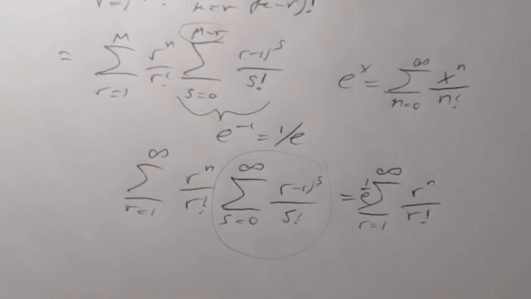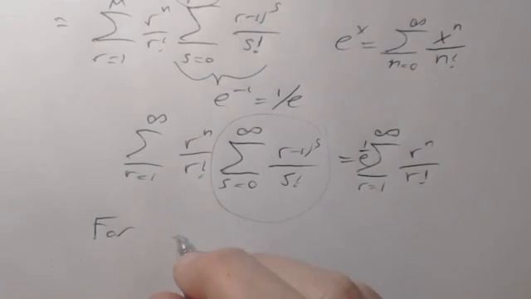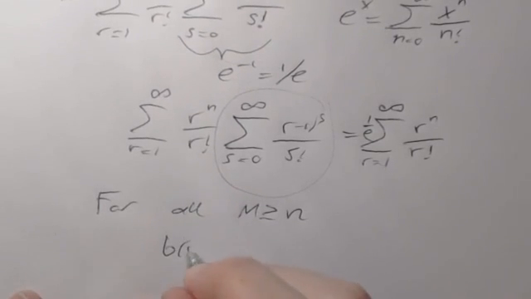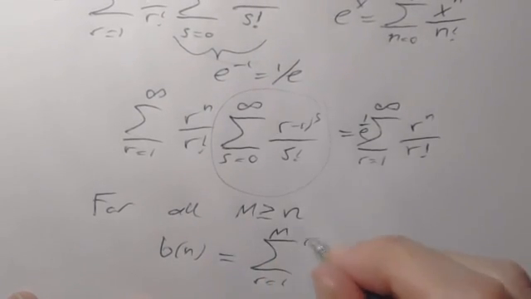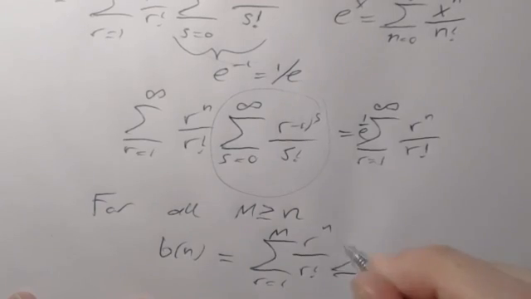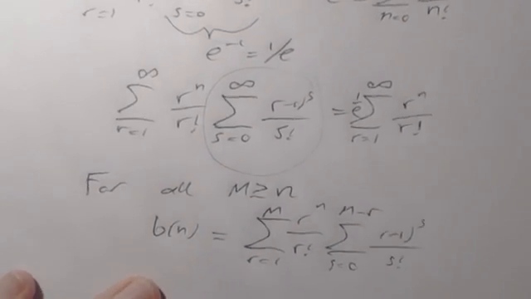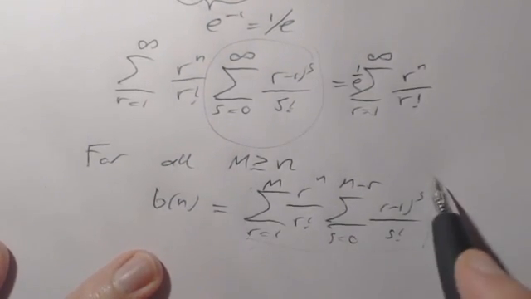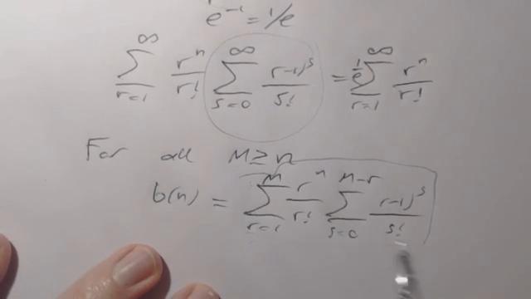So what we haven't proved, so we know that for all m greater than or equal to n, bn is equal to the sum from r equals 1 to m, r to the n over r factorial, s equals 0 to m minus r, minus 1 to the s over s factorial. We know that this is true. So this value does not vary as m increases if m is greater than n.